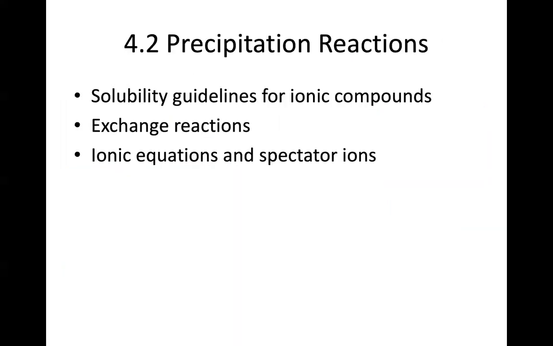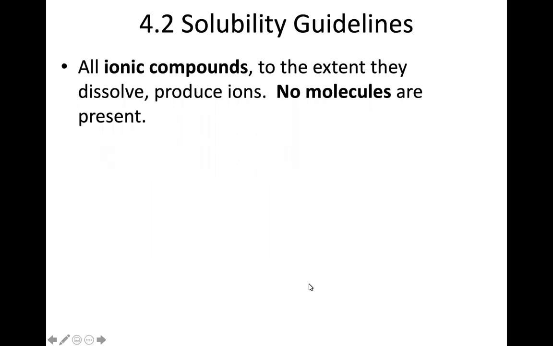So let's get rolling. In section 4.2, we're looking at different types of precipitation reactions. There are 3 different topics there. We want to understand what are called solubility guidelines. We want to use that to predict whether we have a precipitation reaction, which is an exchange reaction. And we want to be able to write what are called ionic equations and identify spectator ions. These are all skills in 4.2.